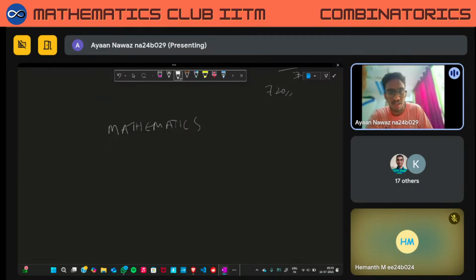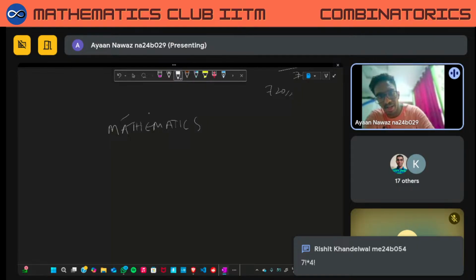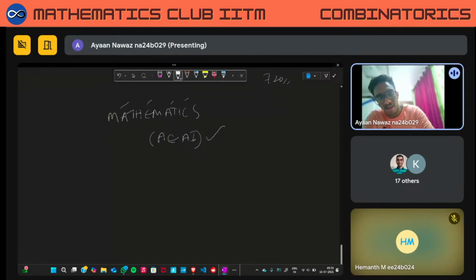What is the question? The question is, how many different ways can the letters of the word mathematics be arranged such that the vowels always come together? So the vowels in mathematics are A, E, A, and I. These should always come together. And the remaining are M, T, H, M, T, H, C, S, right? 1, 2, 3, 4, 5, 6, 7. So there are 7.